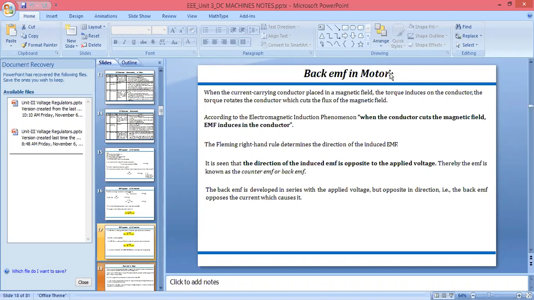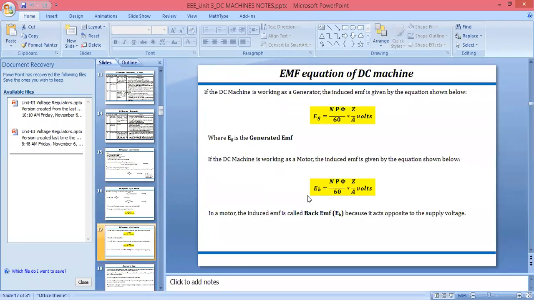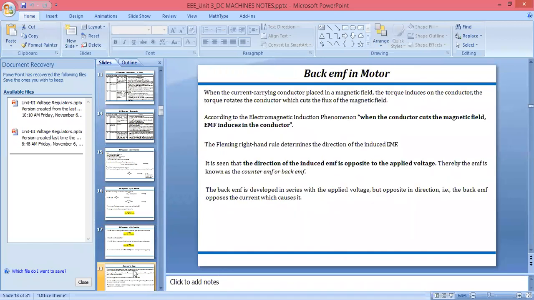And if there is a DC generator, at that time these equations are similar. But what is the only difference? Here that EMF we are calling the back EMF, and this EMF we are calling the generated EMF. And why are we saying back EMF? Because it is behaving opposite to the supply voltage. So today we will see how it is behaving opposite to the supply voltage.